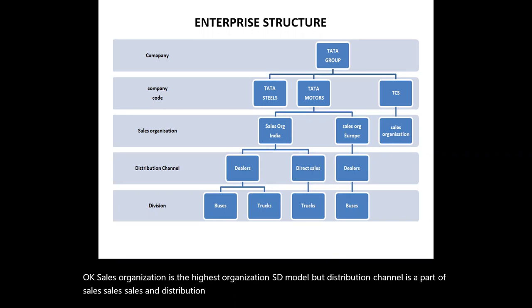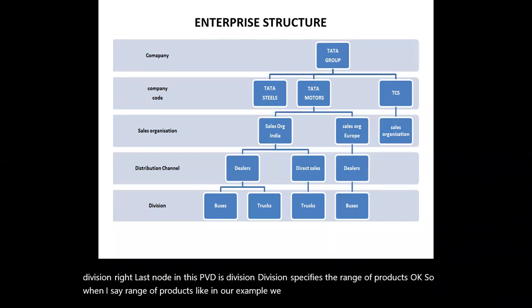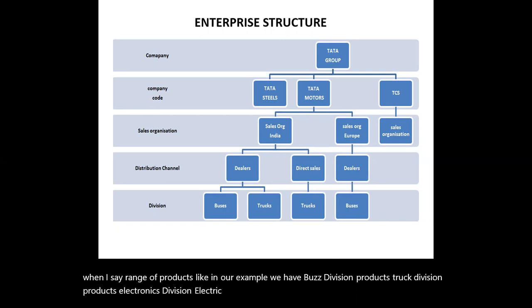Okay, and coming to the division, next node is division, right? Last node in this PPT is division. Division specifies the range of products. So when I say range of products, like in our example, we have bus division products, truck division products, electronics division, electrical division, groceries division, home appliances division, right? Which specifies the range of products.